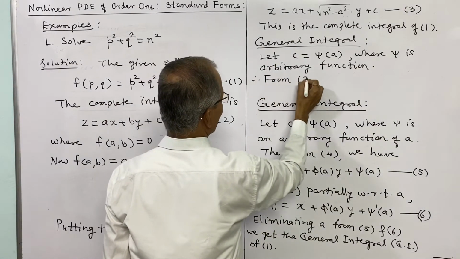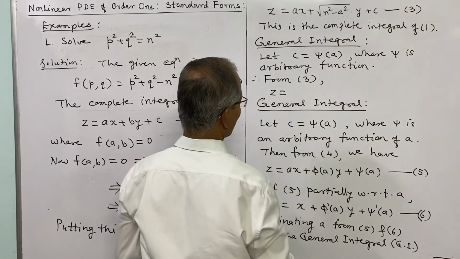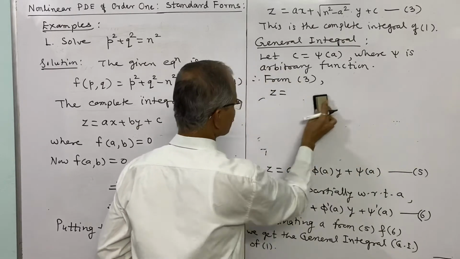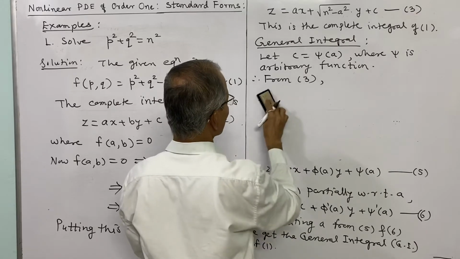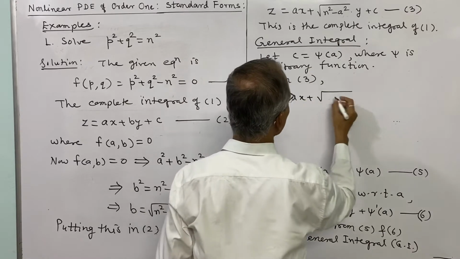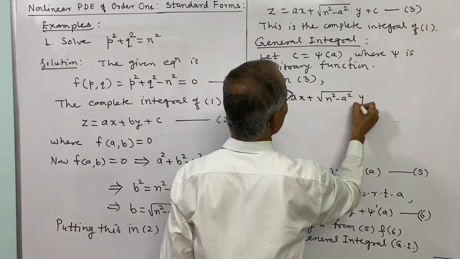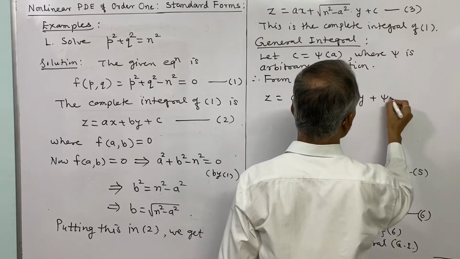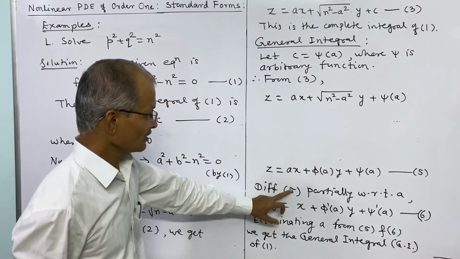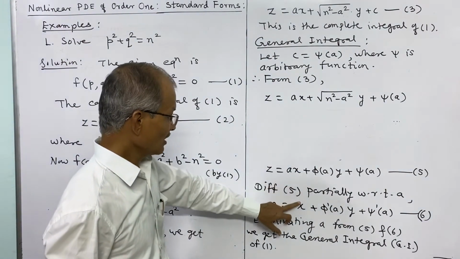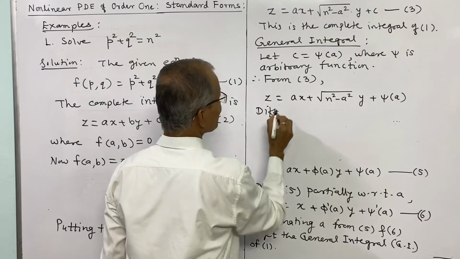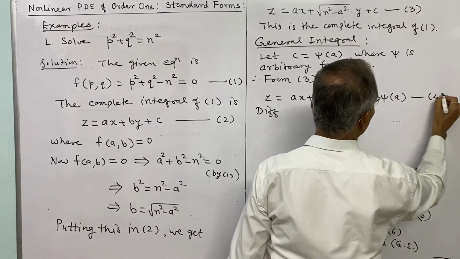from 3 what we have, z is equal to a into x plus, with no change in the first two terms, under root n square minus a square into y, and plus c we have denoted by psi. Now what we have further written is our next equation, and we number this in serial order, that is 4.